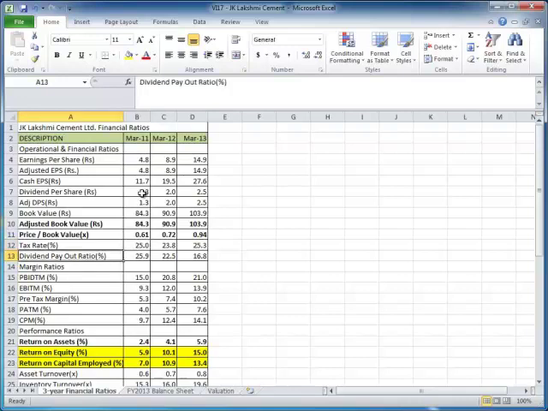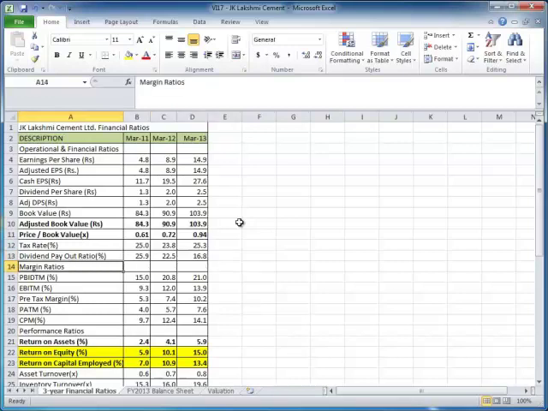After that, we have the dividend payout ratio. This is looking at how much the company is paying out in dividends, and this has been falling over time. This is even though the dividend per share, as you can see up here, has been growing over time. This reflects that the company's earnings have been growing significantly, and that's why the dividend payout ratio is falling, even though actual dividends are rising. So these are all the operational and financial ratios.